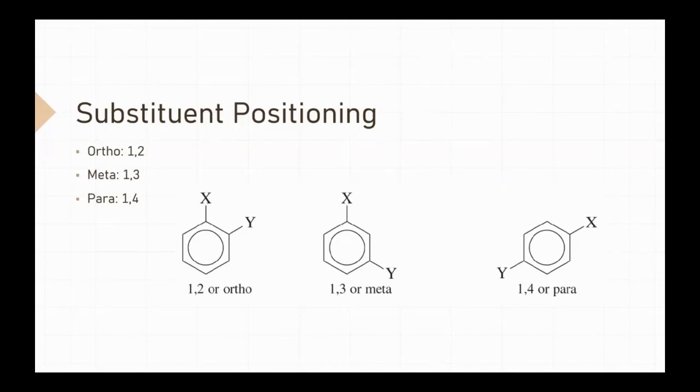So ortho, meta, and para. The one next to the substituent, which is X here, that is ortho. So it's on this side or this side. Meta is the one after that, which is 1,3. And para is the one opposite of the substituent. So 1,4.